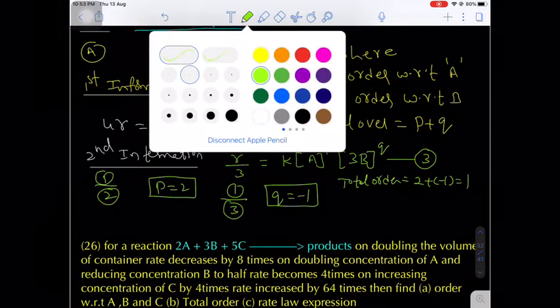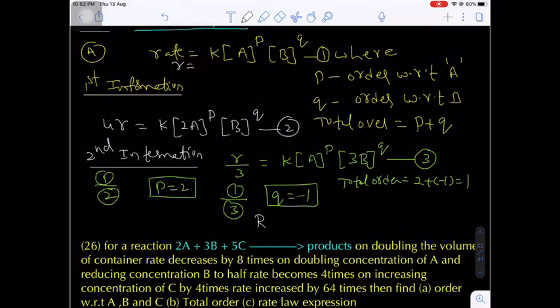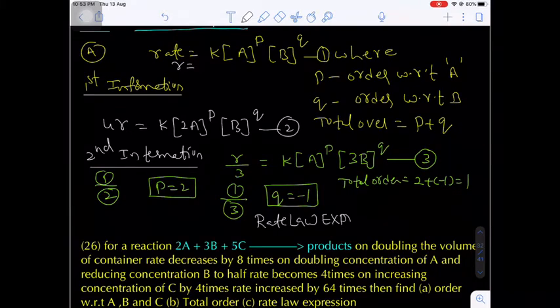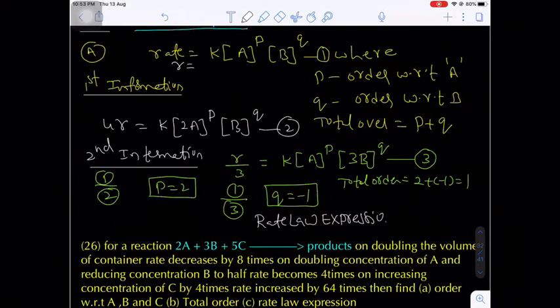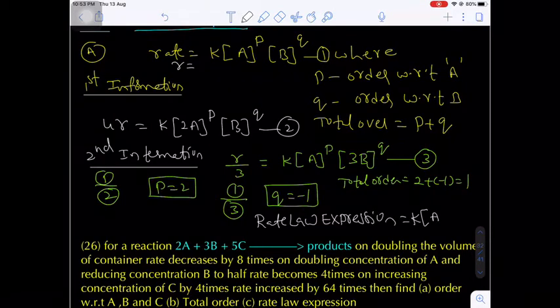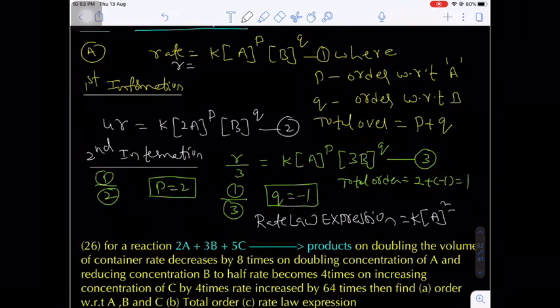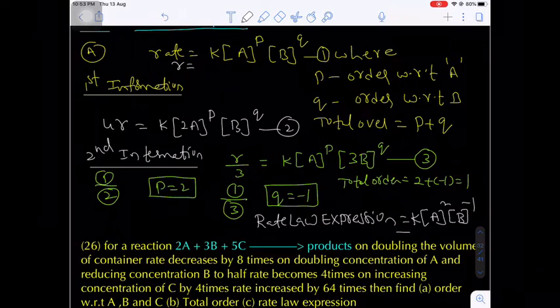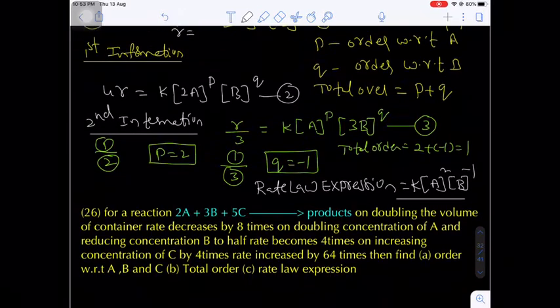And one more question is there. What is the rate law expression? Or simply we can say rate law, that is equal to k into [A] to the power 2, and [B] to the power -1. This is the final rate law expression. Are you getting my point?